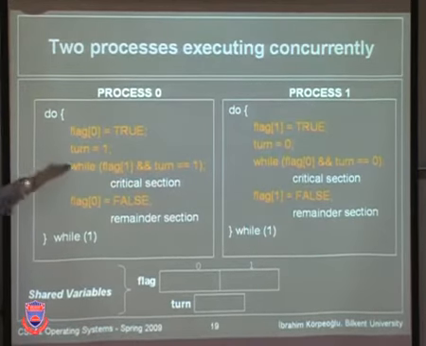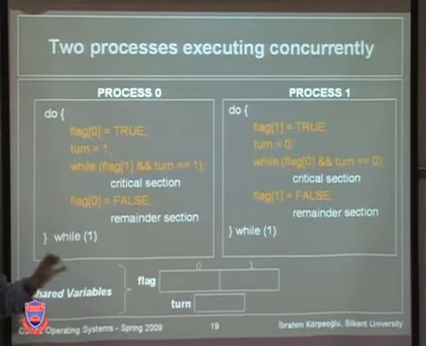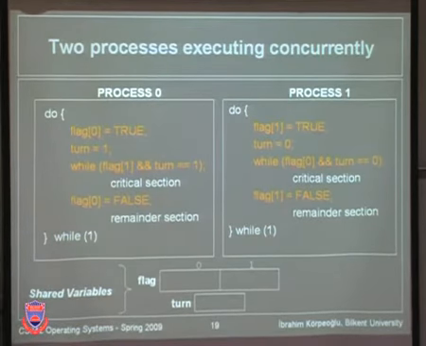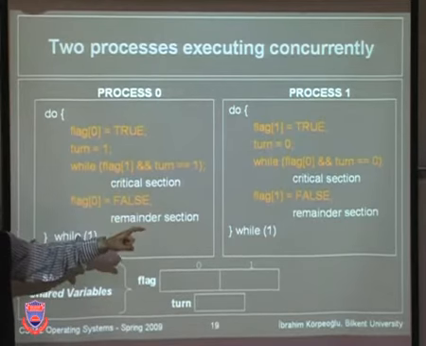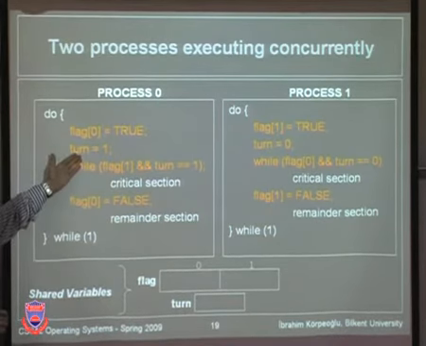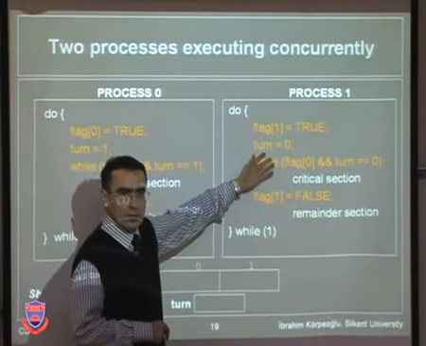So for both of these processes, the flag will be true, right? Since they indicate that they would like to enter the critical section. Flag 0 and flag 1 will be true, okay? They are setting their own flags. But the turn variable here is a shared variable. So this may be running this statement and setting turn to 1, but then that may be running and setting turn to 0, okay?